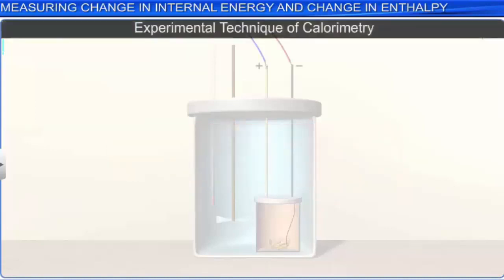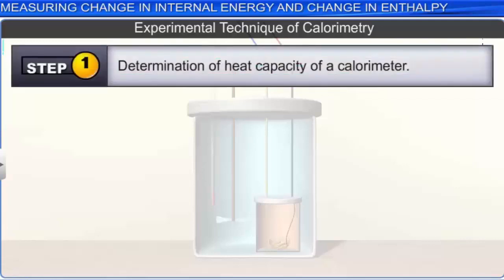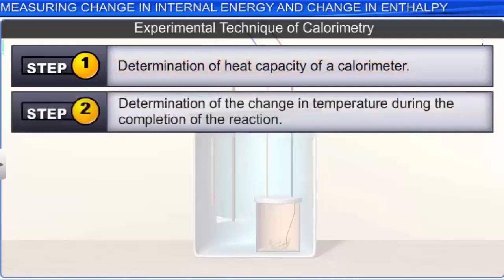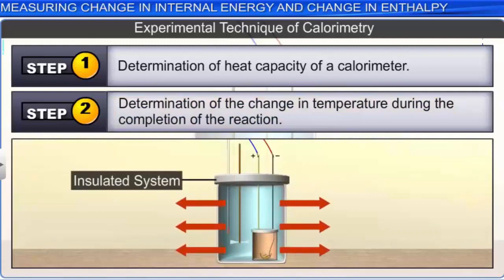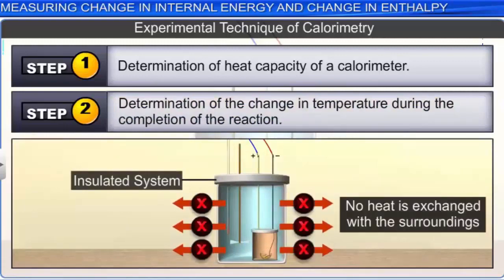The experimental technique of calorimetry actually involves two steps. First step is the determination of heat capacity of a calorimeter. The second step involves the determination of the change in temperature during the completion of the reaction, assuming that it is an insulated system and no heat is exchanged with the surroundings.